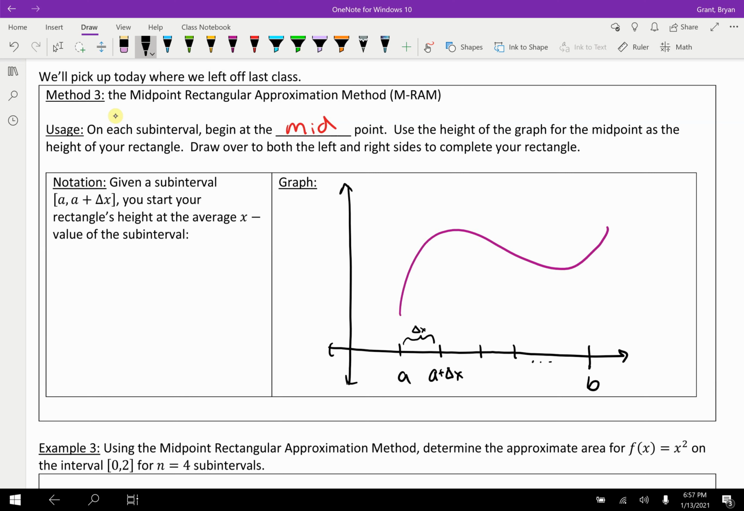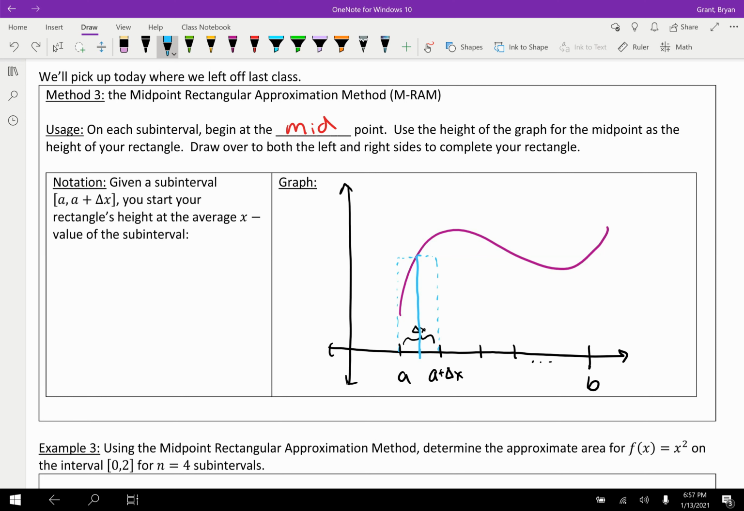So we have these two pieces here, and we need to draw from the midpoint, right? So my midpoint's going to go up to the graph, and then I draw over and down to get a rectangle where the base is still delta x, but the height is something different. One of the nice advantages here is now you're over approximating on one side while under approximating on the other. So for many graphs, this midpoint might get you a much better answer than our left or right rectangular approximation method.